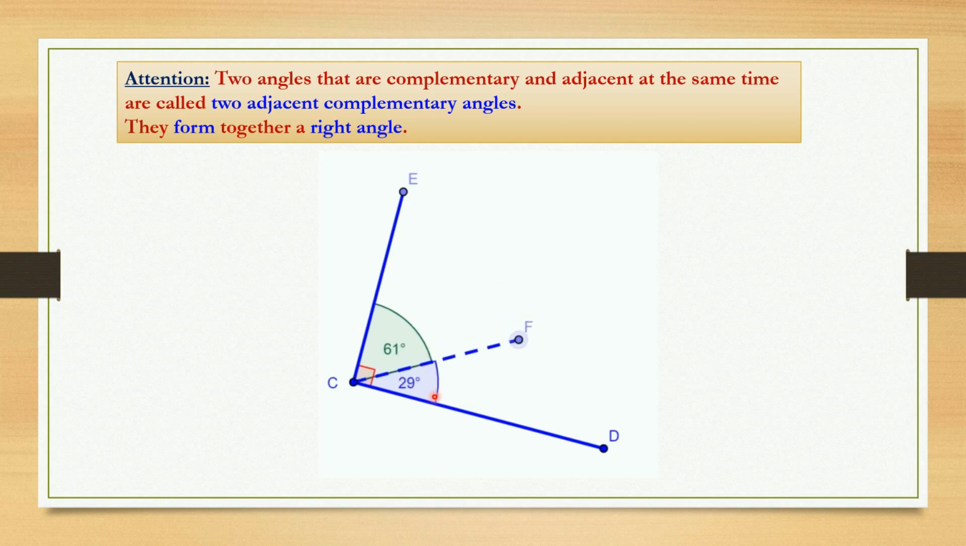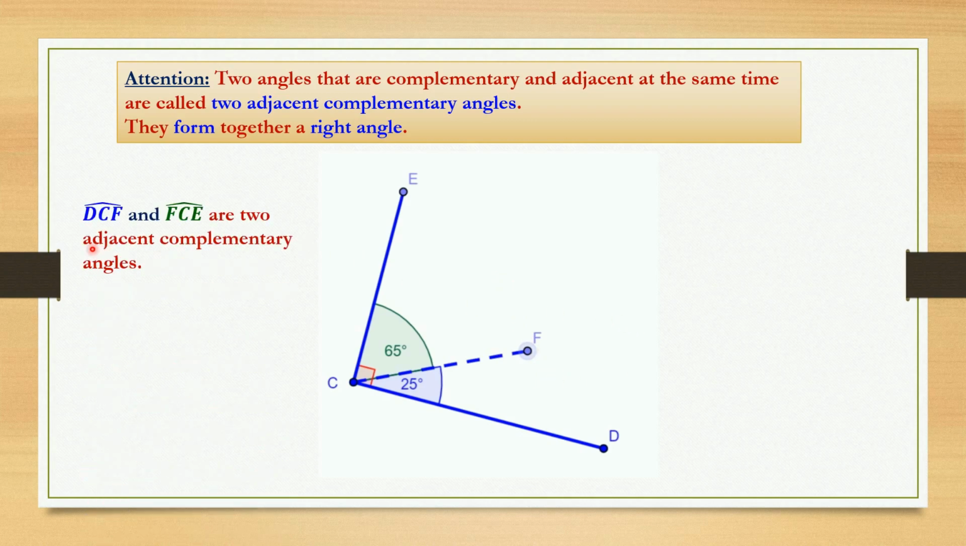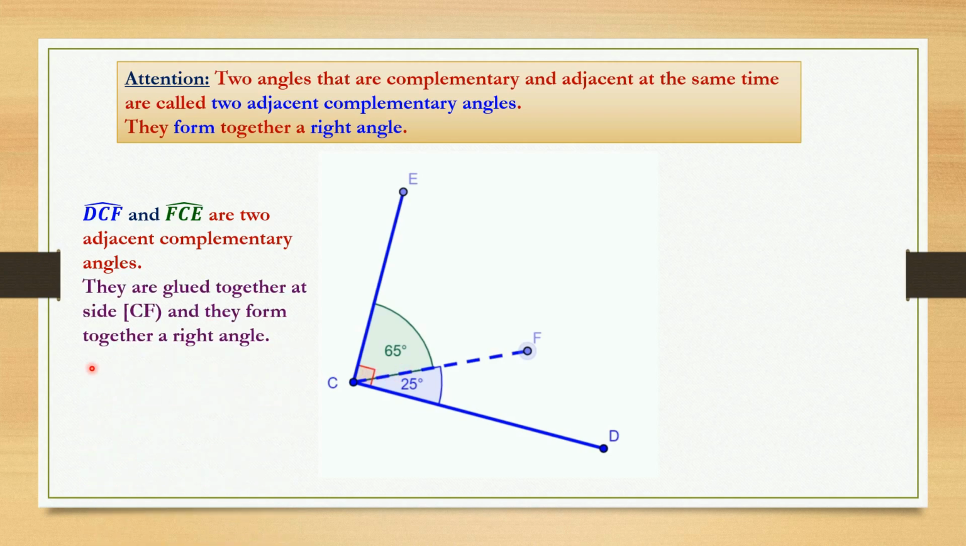45 plus 45, 29 plus 61. They are complementary and adjacent at the same time. So these two angles, we call them two adjacent complementary angles. Angles DCF and FCE are two adjacent complementary angles because they are adjacent and complementary at the same time. They are glued together at side CF and they form together a right angle.